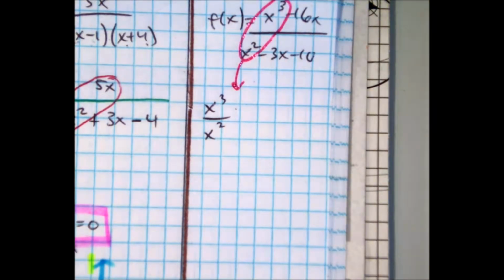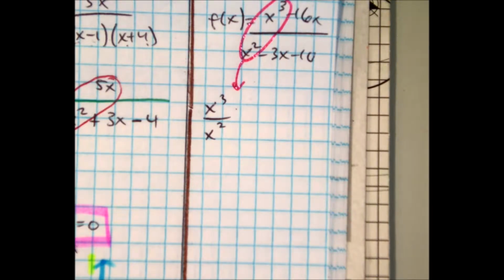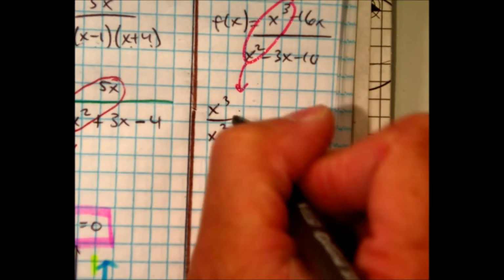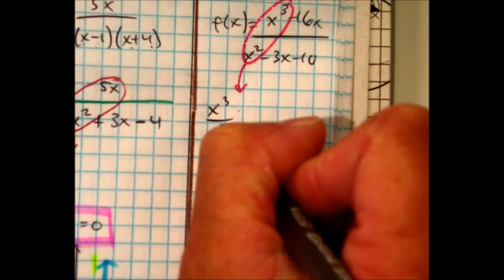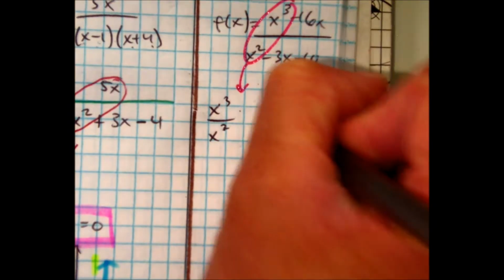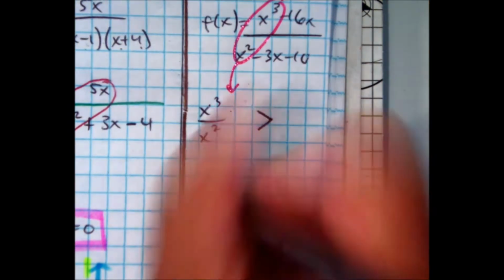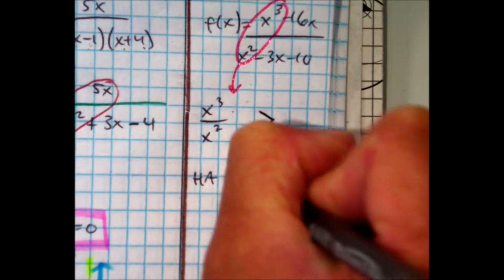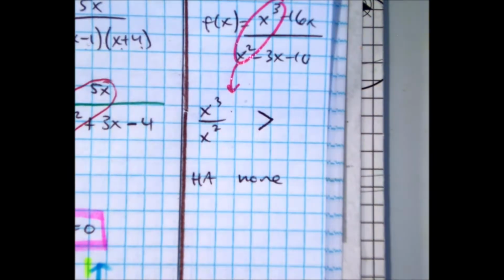Partner A, tell partner B, what's the inequality from top degree to bottom degree? Inequality: greater than, less than, equal, or greater than? Class, what is it? The top degree is greater than this bottom degree. So if it's greater, what's the answer? There is none. Raise your hand if you got the word none.